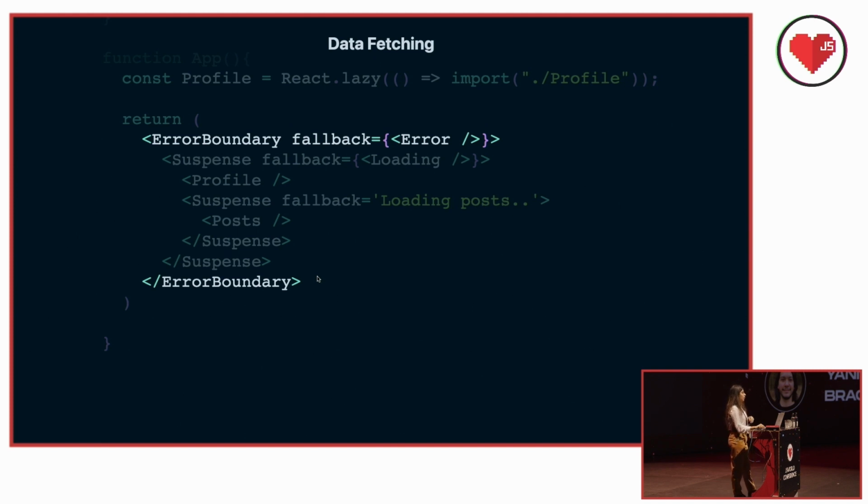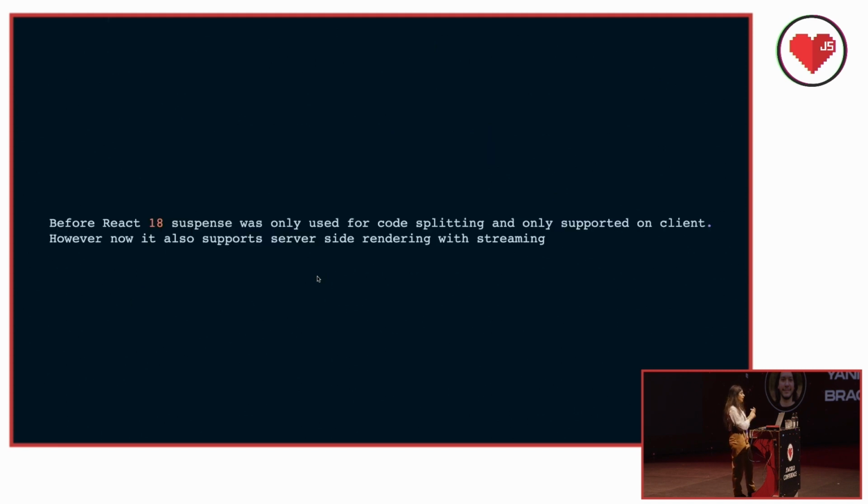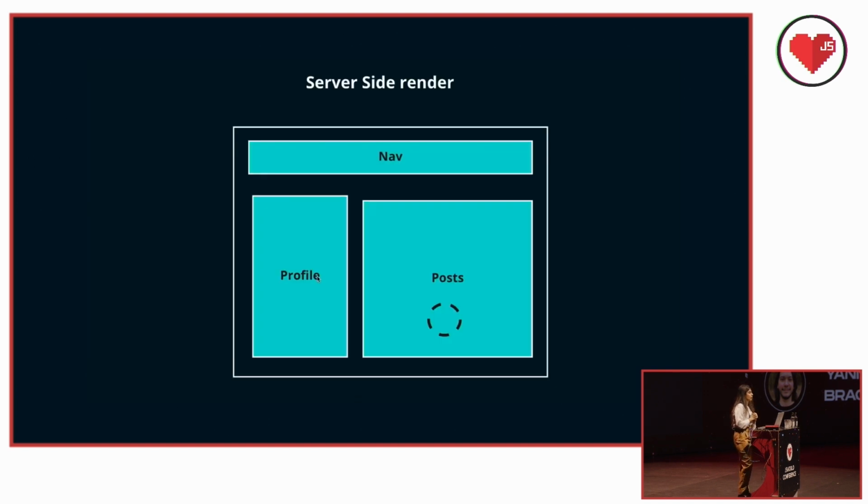So this is how Suspense used to work before React 18. It was mainly used for code splitting and was only supported on the client. But now, Suspense is also supported with server-side rendering. Let me first briefly explain server-side rendering. In server-side rendering, when a user requests a website, the server sends HTML to the client, which is instantly shown to the user, so that the browser does not have to wait to download the JavaScript.